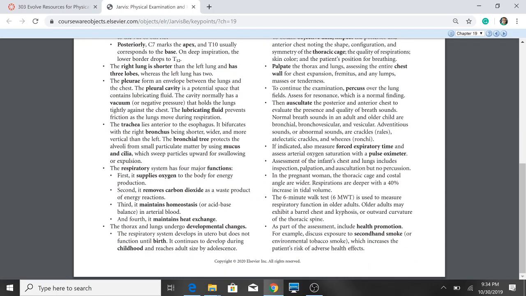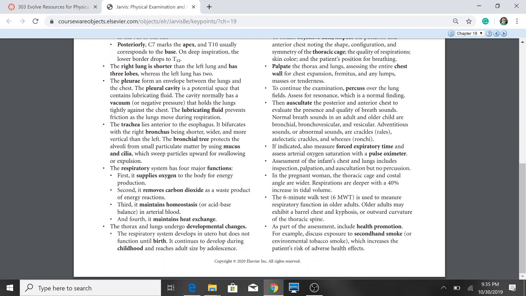Assessment of the infant's chest and lungs includes inspection, palpation, auscultation, but no percussion. That's probably important. In the pregnant woman, thoracic cage and costal angle are wider. Respirations are deeper with a 40% increase in tidal volume. 6-minute walk test is used to measure respiratory function in older adults. Older adults may exhibit a barrel chest, kyphosis, or outward curvature of the thoracic spine.